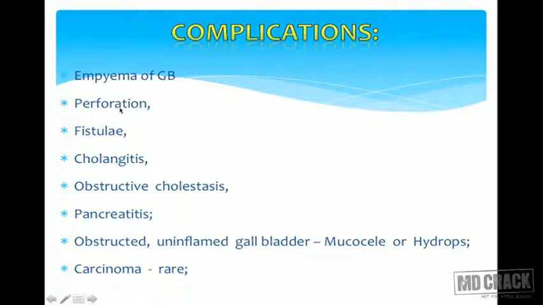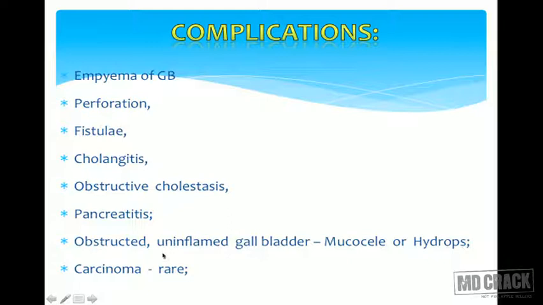Rarely the gallbladder can perforate and cause a chemical peritonitis. Fistulas can develop. Cholangitis can develop, that is inflammation of the biliary tree. Most important is the obstructive cholestasis, so the patient will have obstructive jaundice. Rarely even pancreatitis can happen, because again the stones obstruct the flow of pancreatic secretions. Obstruction with uninflamed gallstones can even result in the formation of a mucocele of the gallbladder, or what we call hydrops of the gallbladder.